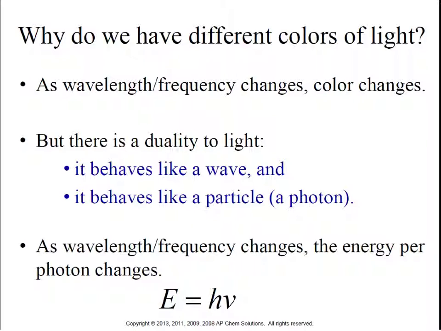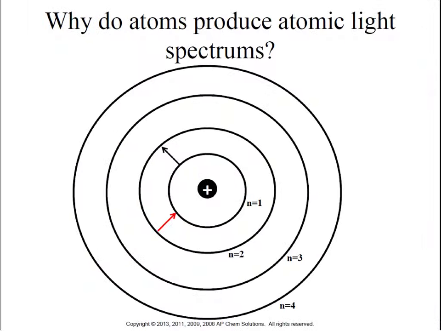But there's also a duality to light. Light isn't just a wave, it actually acts like both a particle and a wave. It's kind of the whole Schrodinger's cat thing. And as wavelength and frequency change, the energy per photon changes, and it changes in those quantum amounts. Speaking of quantums, here's the Bohr model of the atom.